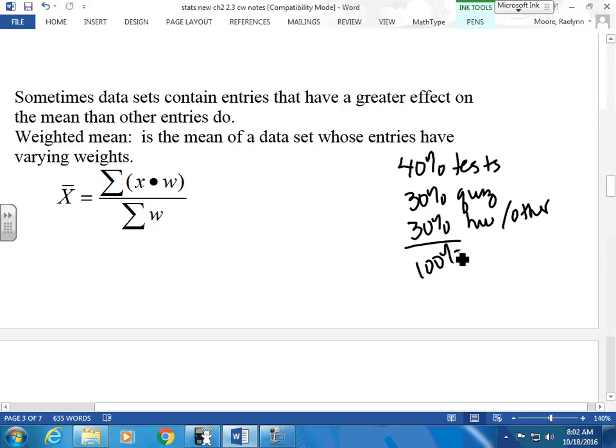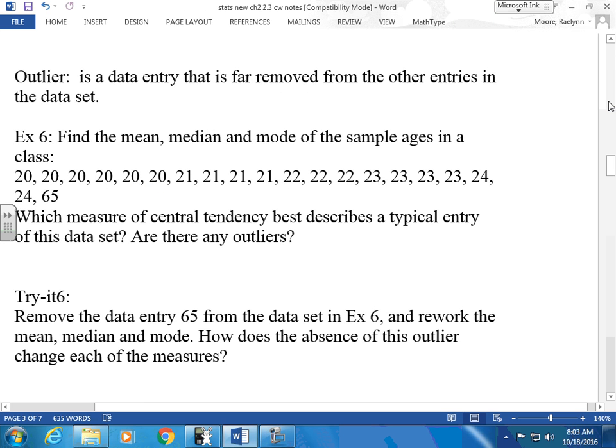That means I value the test a little heavier than I value your quiz or your homework. Just a little. So when I get your test averages, I'm going to weight that average a little bit heavier than we weight your homework or your quiz. That's what they're saying when they do this.